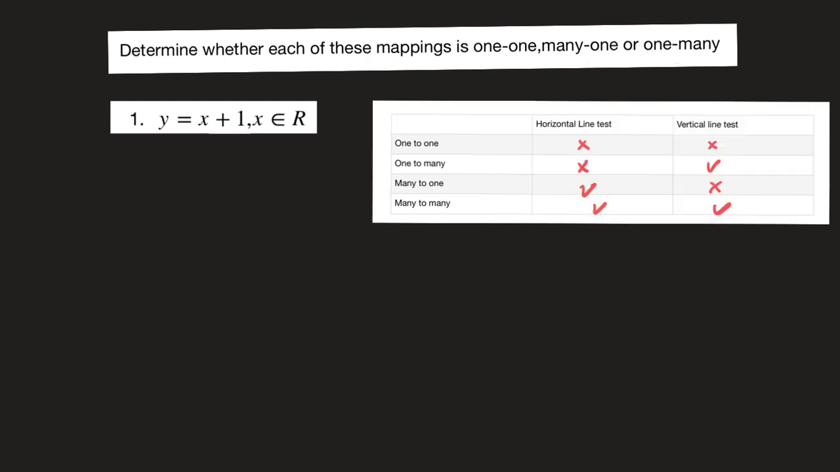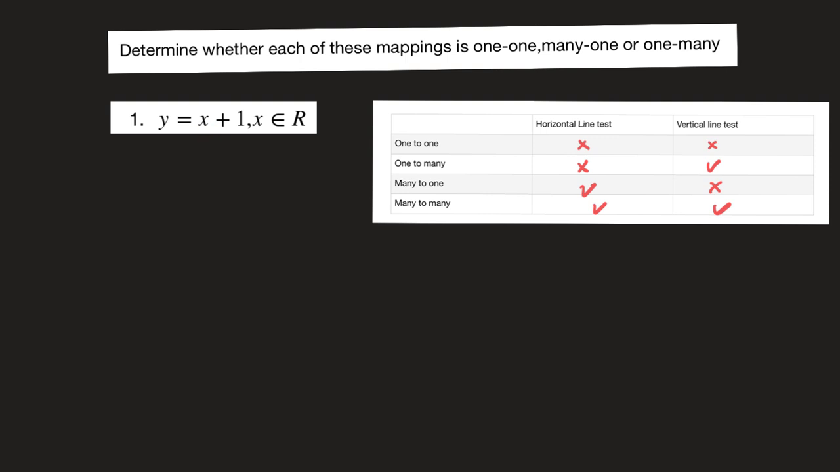In the last video, we already learned what one-to-one, many-to-one, and one-to-many are. In this video, we have to see whether this equation is one-to-one, many-to-one, or one-to-many. This is what we learned from the last video. We can use the horizontal line test and vertical line test to identify whether it is one-to-one, one-to-many, many-to-one, or many-to-many. So we have to try to draw this graph.